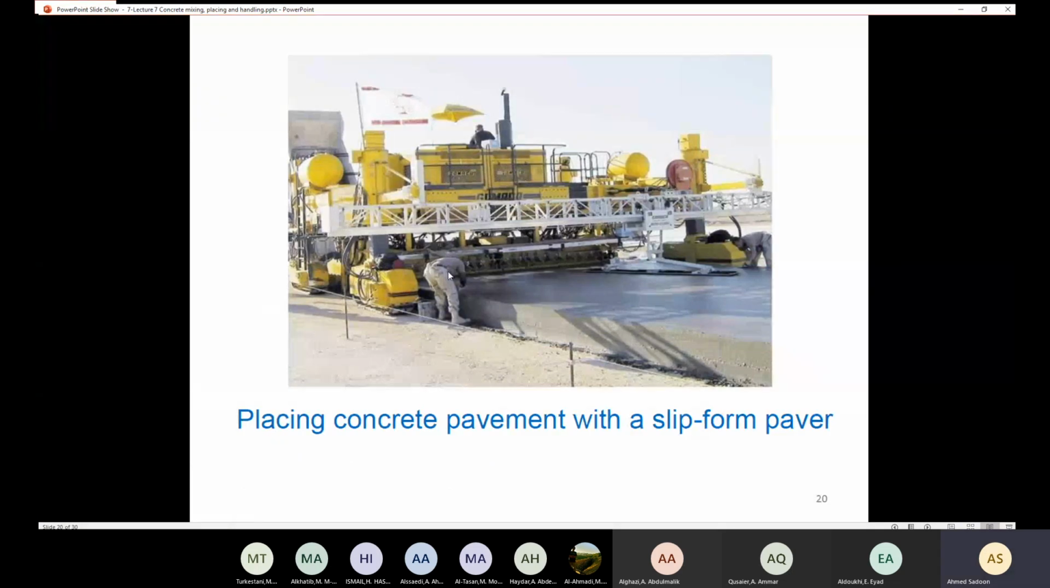Here we have this machine. Through this machine, we are going to place the concrete pavement. You know that pavement is not only produced with asphalt concrete. We can also produce pavement using Portland cement concrete. And to do that, we are going to use this machine to spread and finish the concrete.